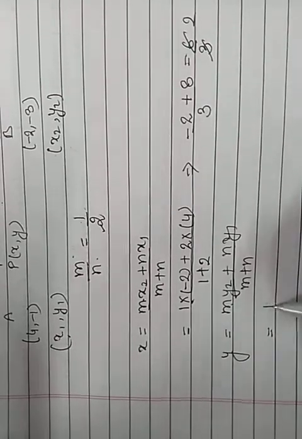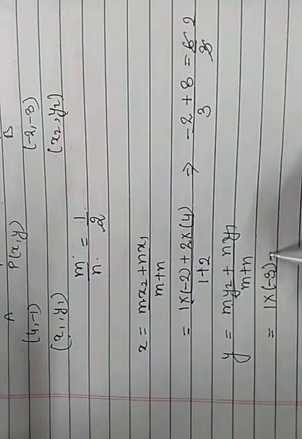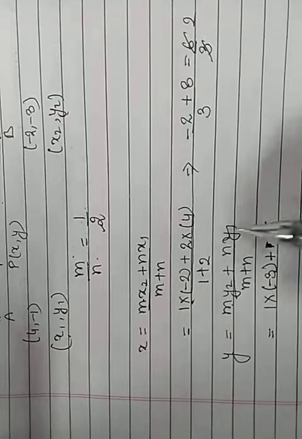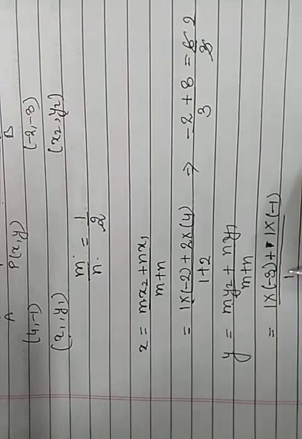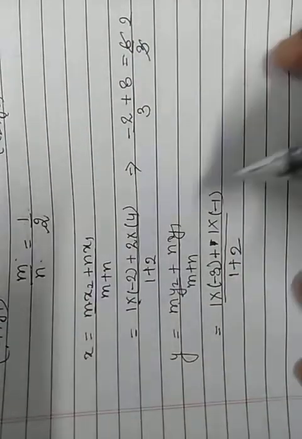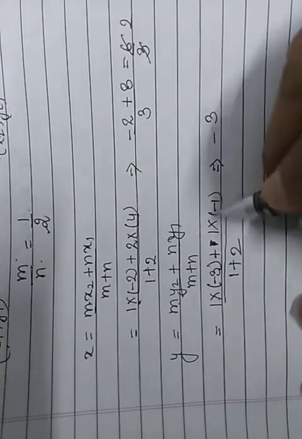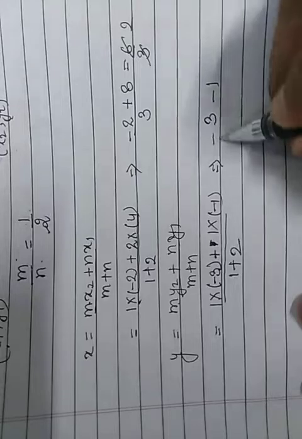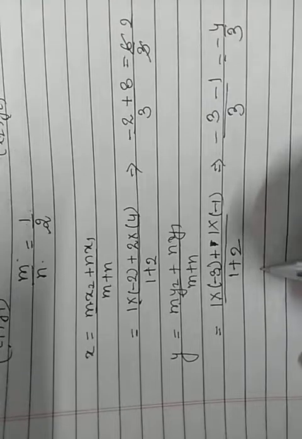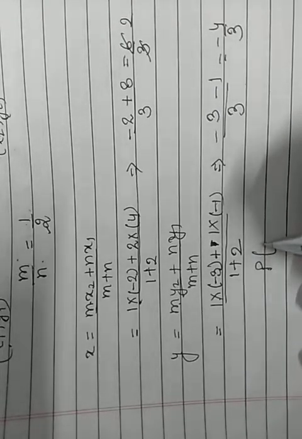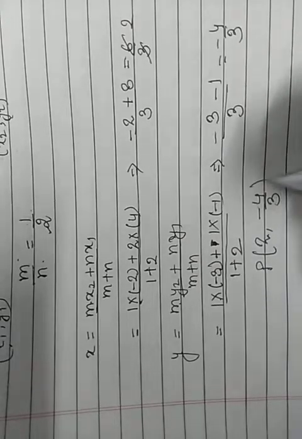The value of m is 2, the value of y2 is minus 3, plus the value of n is 1 and y1 is minus 1, and it is 1 plus 2. So 3 into minus 1, that is minus 3, 1 into minus 1, that is minus 1 upon 3. So this is minus 4 upon 3. So the coordinate of P, that is x comma y, the value of x is 2 and the value of y is minus 4 upon 3.